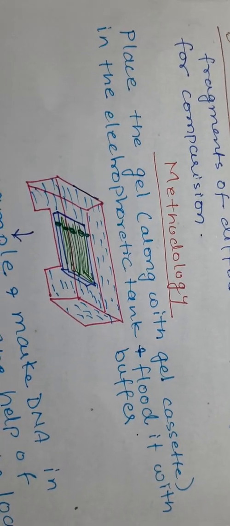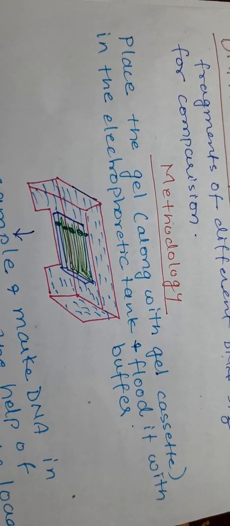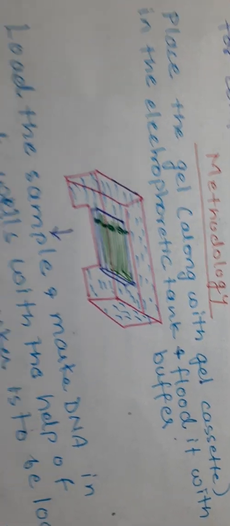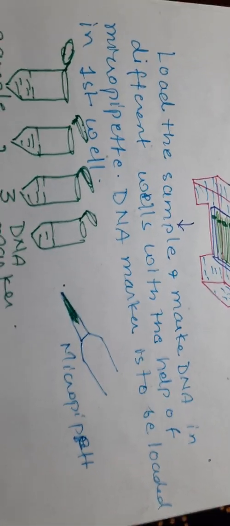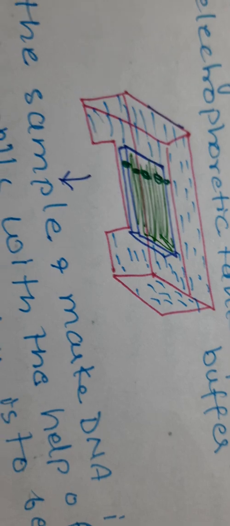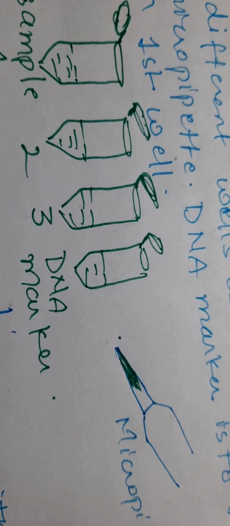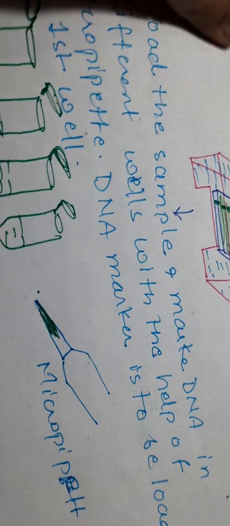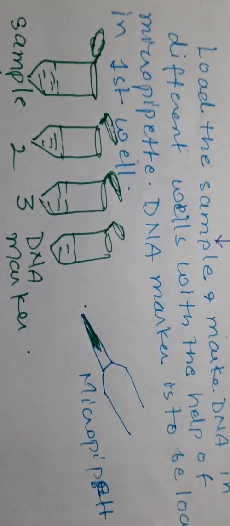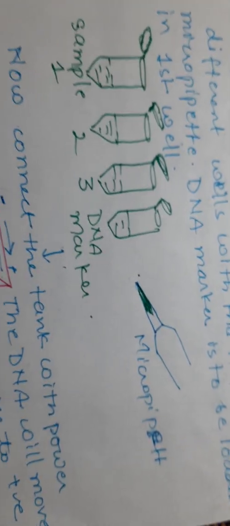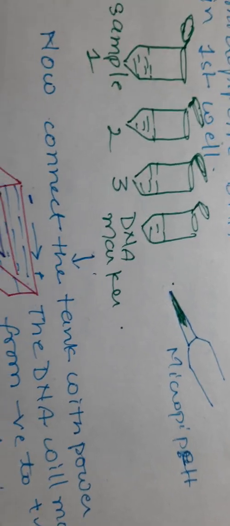So let's see the methodology. Here we have the electrophoretic tank. You have to place your gel in the electrophoretic tank and flood the tank with the buffer. Now you have to load the samples. In different wells, different samples are added, and the DNA marker is also added. In the first well we add the DNA marker, whereas in the others we add the different samples to be examined. The loading of the sample is done with the help of a micropipette.